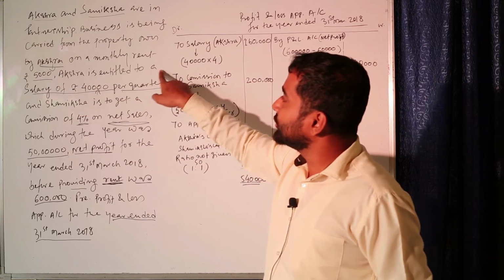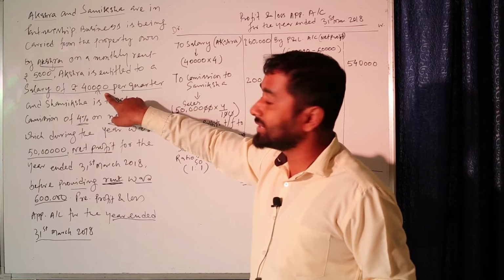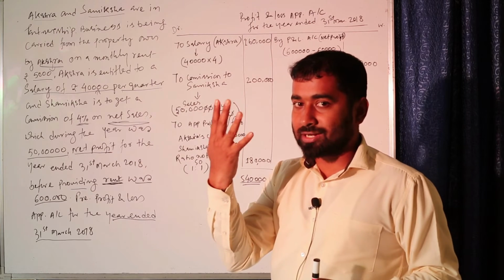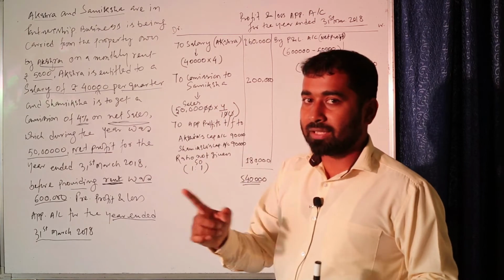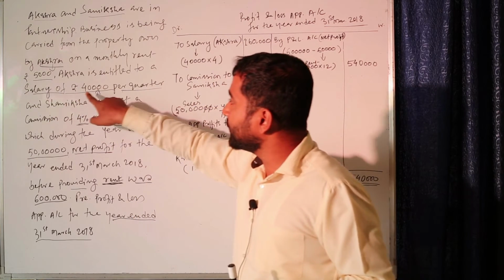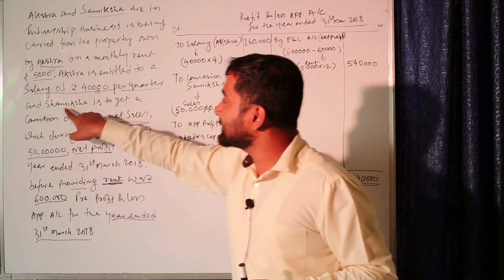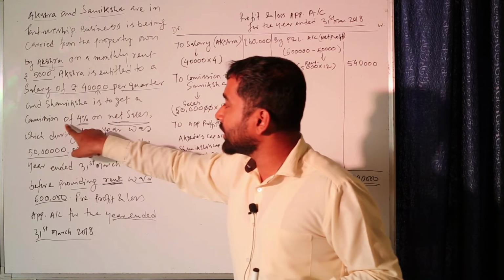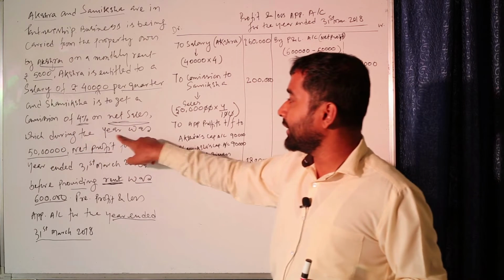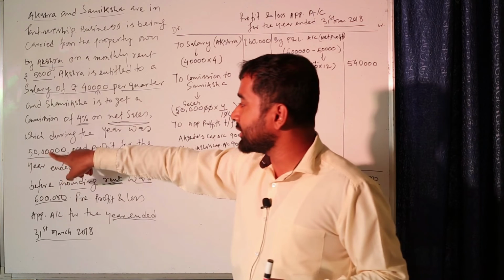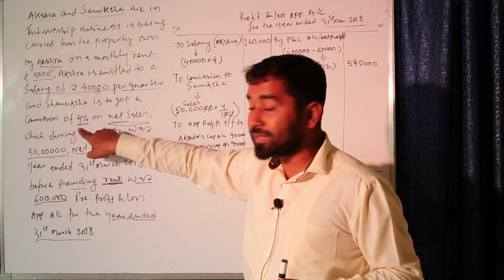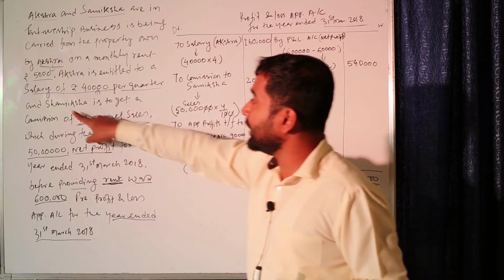Akshara is entitled to a salary of rupees 40,000 per quarter. In a year we have 4 quarters; within 3 months is 1 quarter, so 12 months have 4 quarters. Samiksha is to get a commission of 4% on net sales, which during the year was 50 lakh. Net sales is already given; you should find 4% of that, say 50 lakh into 4%. That should be the commission for Samiksha.